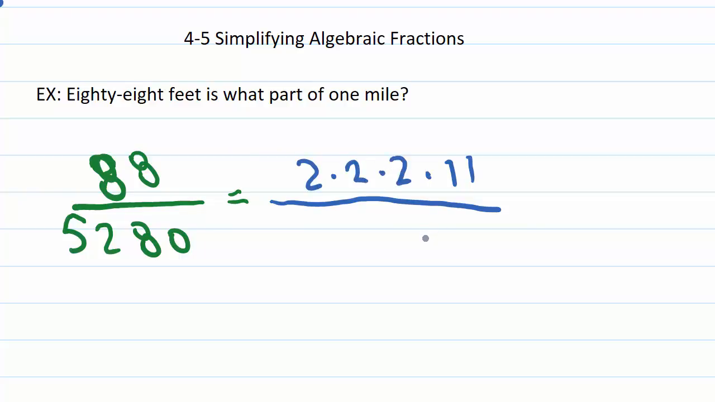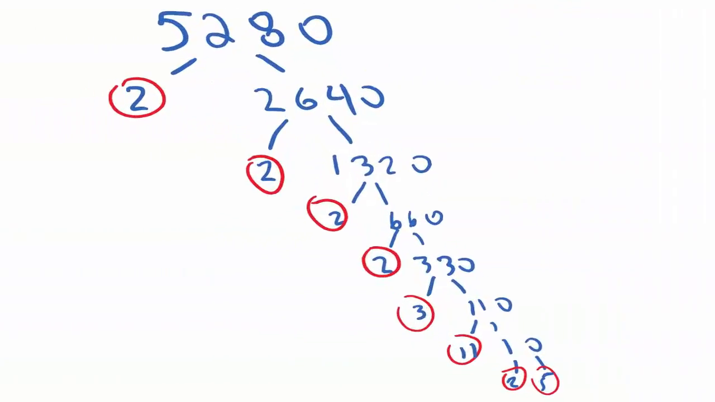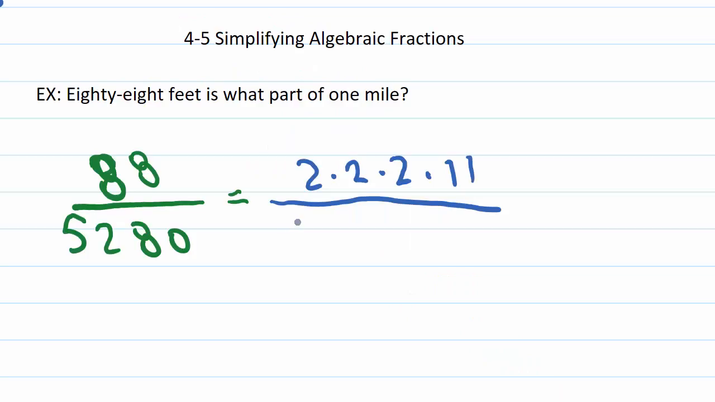What about 5,280? Oh my goodness, we may have to do that off to the side. Okay, 5,280. I did the work on the side. I'm going to let you do it on the side too, on your own. So there is 2 times 2 times 2 times 2 times 2 times 3 times 5 times 11. 5,280 is a big number. 5 2s, and then 3 times 5 times 11.